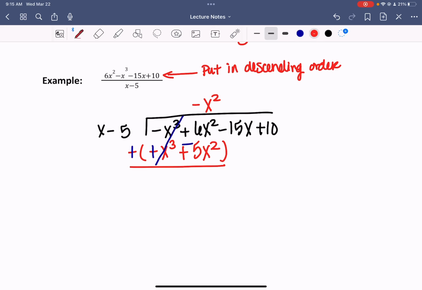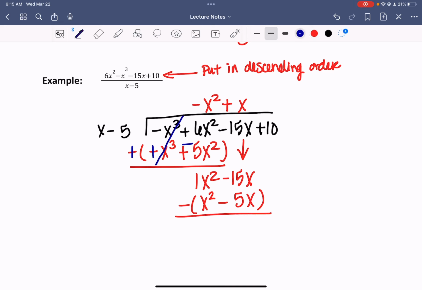So this would cancel, and this gives me a 1x squared. Bring down the next term, minus 15x. And then compare again. Say, okay, x times what would give me x squared? And that's a positive x. And then multiply. So it gives me x squared minus 5x. I'm going to subtract this whole thing, so I'm going to change all the signs. So that gives me negative 10x. Bring down the positive 10.